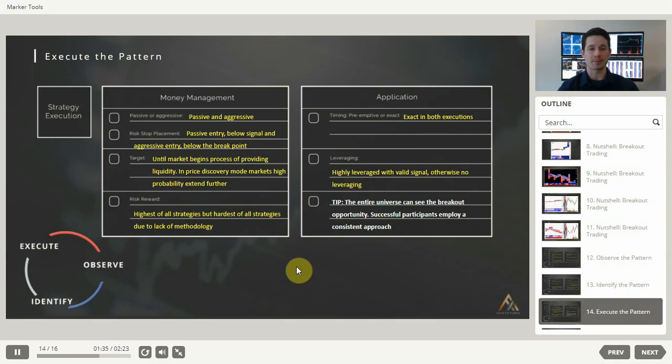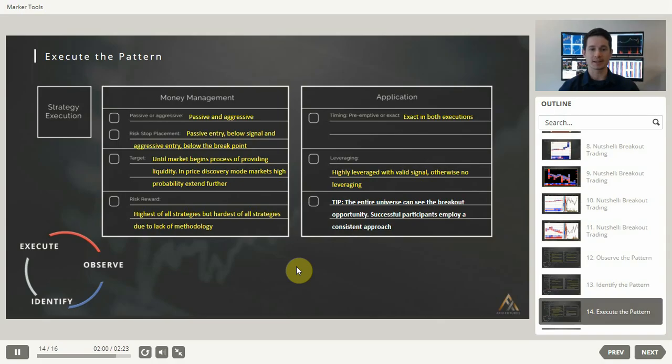Okay, in terms of application, well, obviously, like I said, you can be exact on the breakout, so you're looking for that exact break of a price. That's just before the break. But equally, we can be a little more preemptive if we get one of the signals as mentioned. Leveraging, this is a strategy you can get highly leveraged on, simply because you've got really good reward, very tight stop, and ultimately the potential for a very good gain.